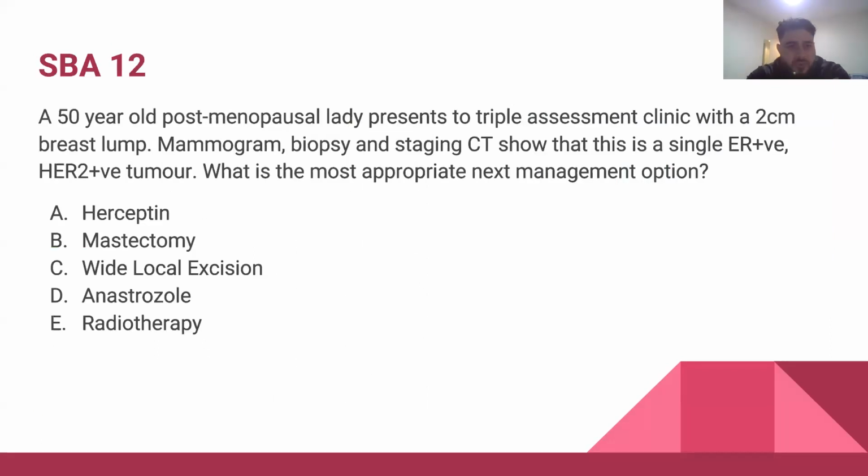Right, so a 50-year-old postmenopausal lady presents to triple assessment clinic with a 2-centimeter breast lump. A mammogram, biopsy, and staging CT showed a single estrogen receptor positive, HER2 receptor positive tumor. What is the most appropriate next management option?